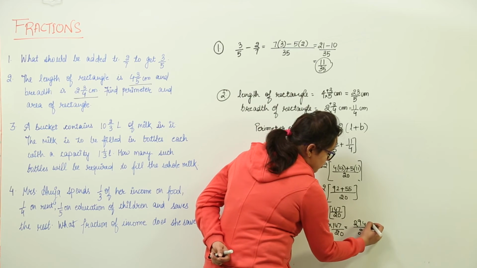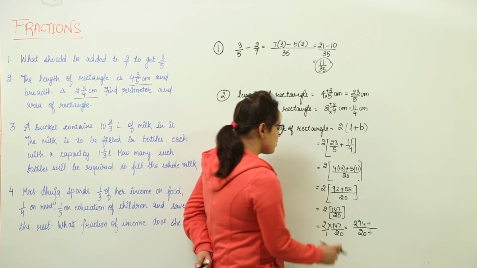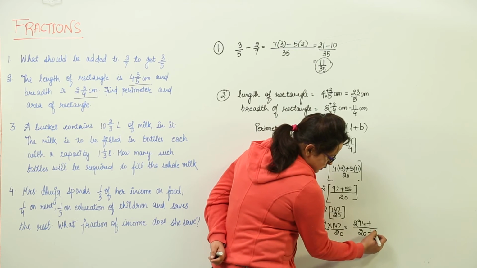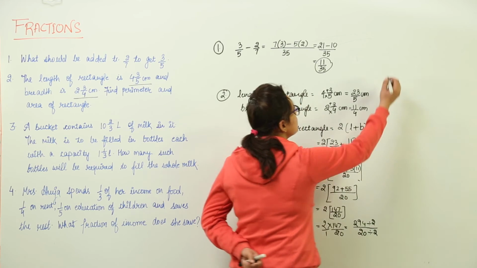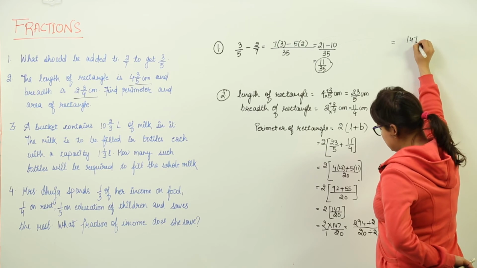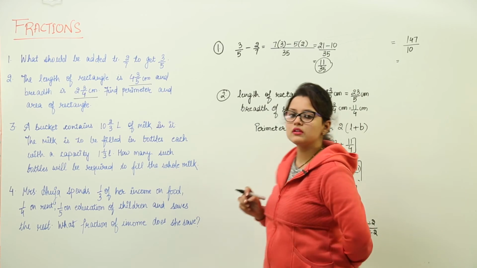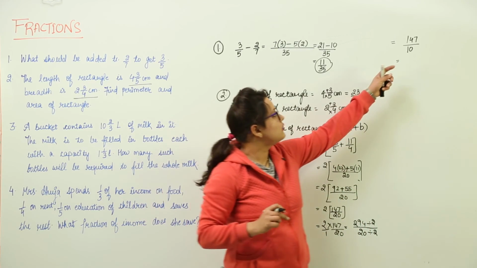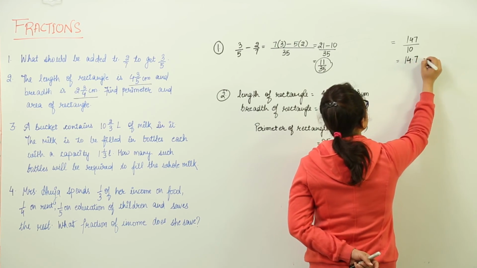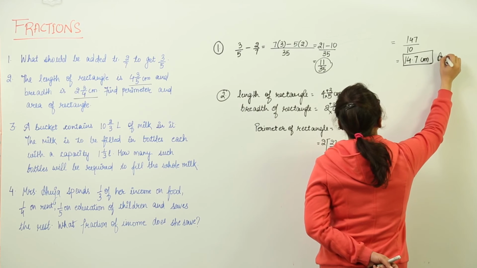So if you want to solve it further, you have to divide it with the common factor. What is the common factor coming to both? Let's say it is 2, and on dividing this with 2, you would get further 147 upon 10. Now does this have any other common factor? No, but yes, on dividing 147 by 10, you would get 14.7 centimeters as the perimeter of the rectangle, right?